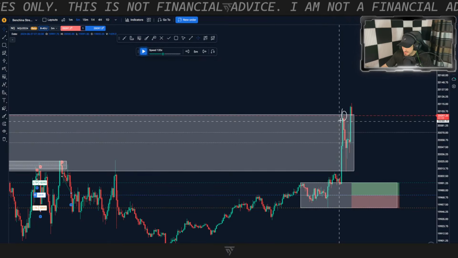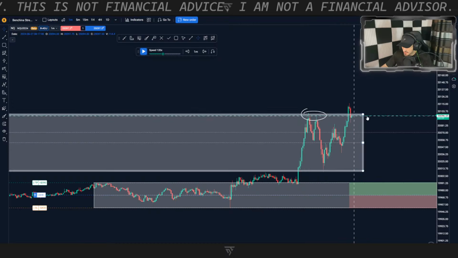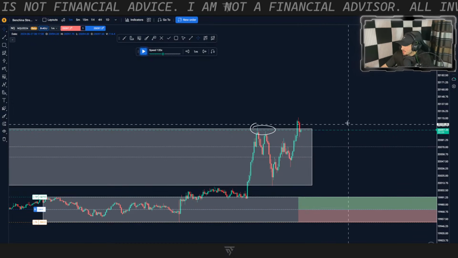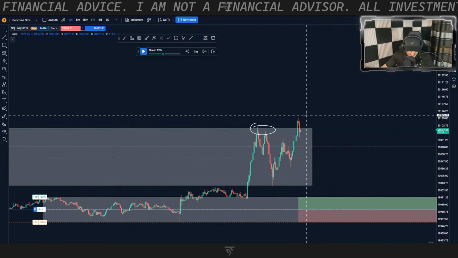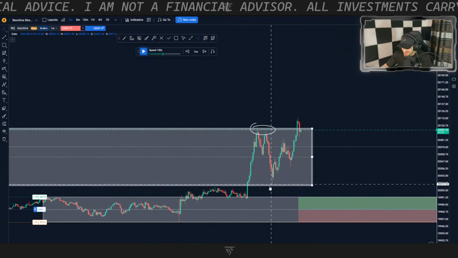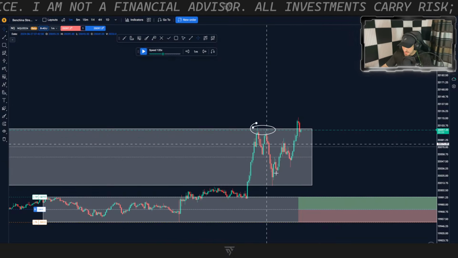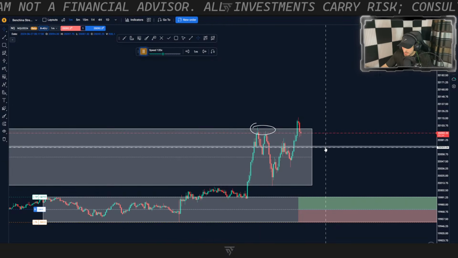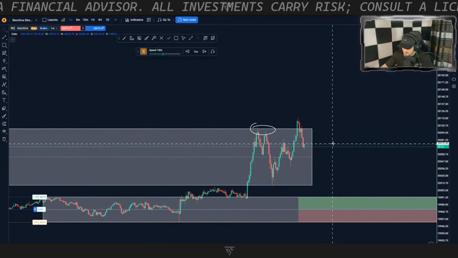So the first sweep did deliver, right? And now we have this second sweep. What do we expect with the second sweep, right? We expect price to take out that low that the first sweep gave us. So we're gonna play price. We're gonna see what happens.